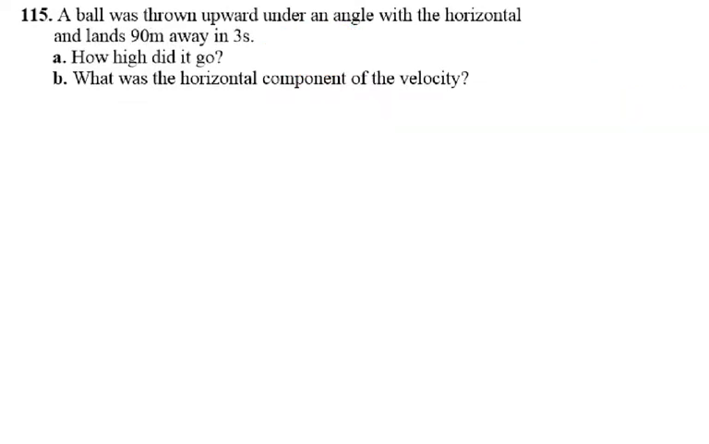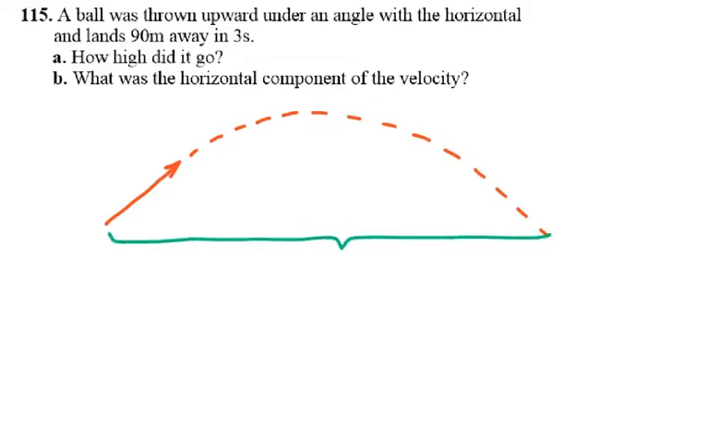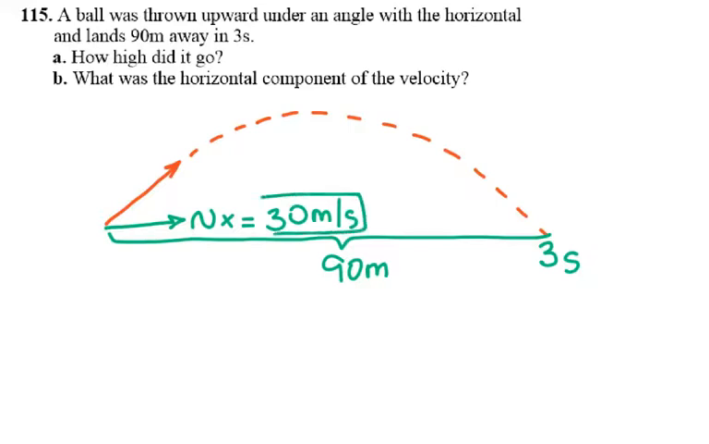Here's another question. Again, it is thrown at an angle with the horizontal. It will move in a projectile motion, free fall. It will land 3 seconds later, 90 meters away. So I know the horizontal component of the velocity, Vx, is 30 meters per second. So it covers 30 meters each second, the distance over the time, 90 divided by 3.